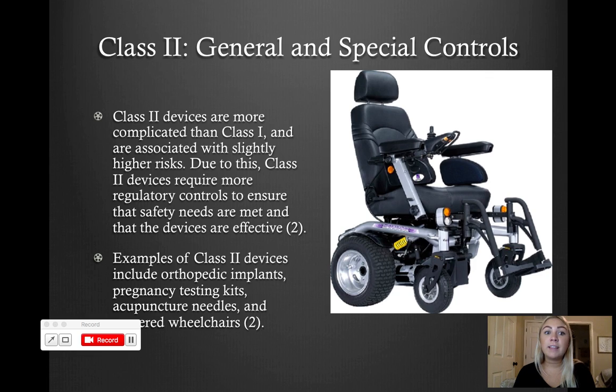So next we have Class 2, general and special controls. Class 2 devices are a little bit more complicated than Class 1 and are associated with a little bit of higher risk. Because of this higher risk, they have to have a little bit more regulatory controls to ensure safety and effectiveness of the products. Examples of Class 2 devices are orthopedic implants like hip implants, pregnancy test kits, acupuncture needles, and powered wheelchairs like you see in the picture there.